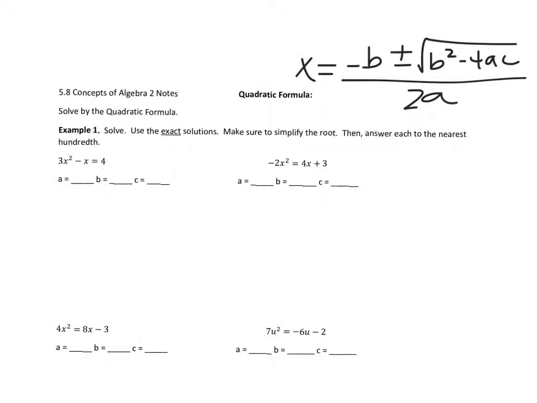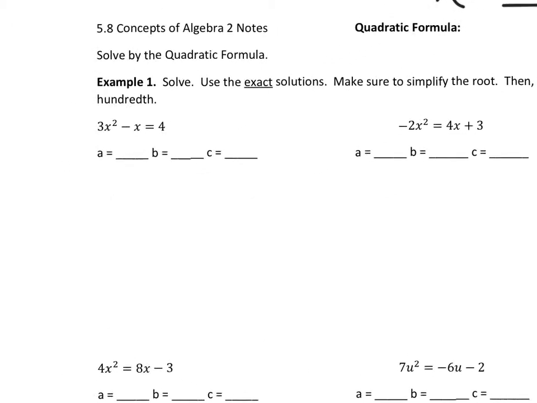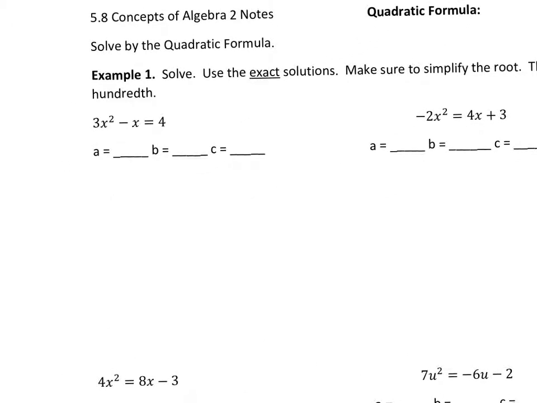So example 1, solve using exact solutions. That means we're not going to have decimals in our calculator or irrational numbers. So the first step is you want to get one side equal to 0. So it's going to be 3x squared minus x minus 4 equals 0, because this helps us determine what our a, b, and c are. So a is 3, b is -1, and c is -4.